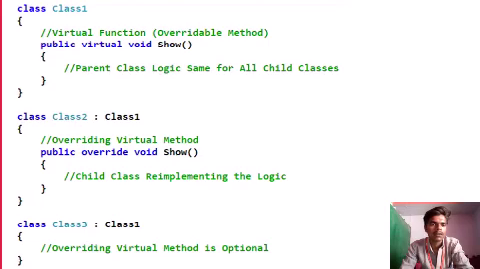Class 1. Virtual function, overridable method. Public virtual void show. Class 2. Public override void show.